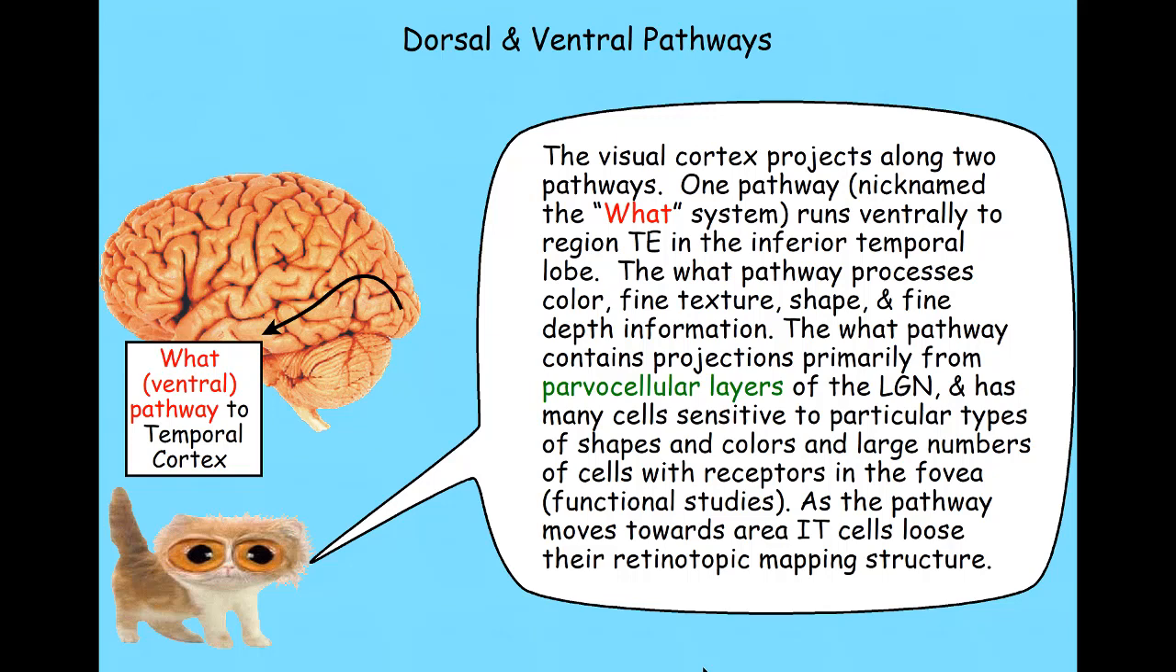The what pathway contains projections primarily from parvocellular layers of the LGN and has many cells that are sensitive to the types of shapes and colors, and large numbers of cells with receptors in the fovea. So remember that the parvocellular pathway was composed predominantly of cells from the fovea. Now, as that pathway moves towards area IT, at the very bottom of the inferior temporal lobe, the cells start to lose their retinotopic mapping structure. They stop mimicking the structure of the retina, which mimics the structure of the visual environment.